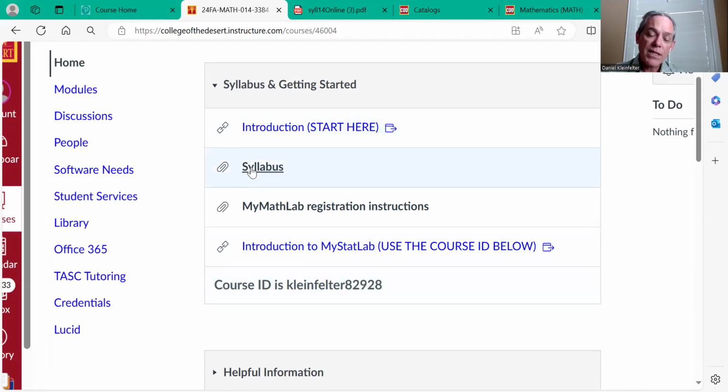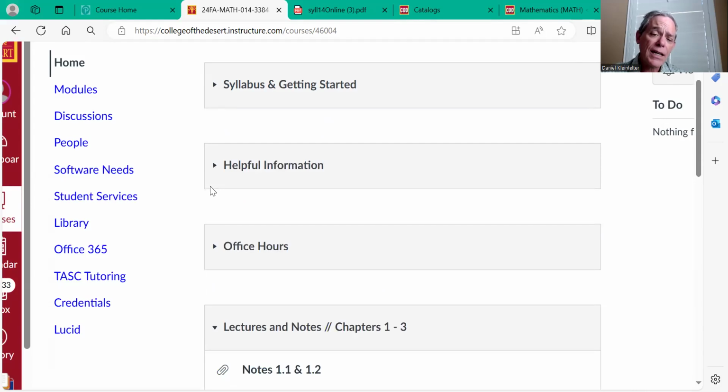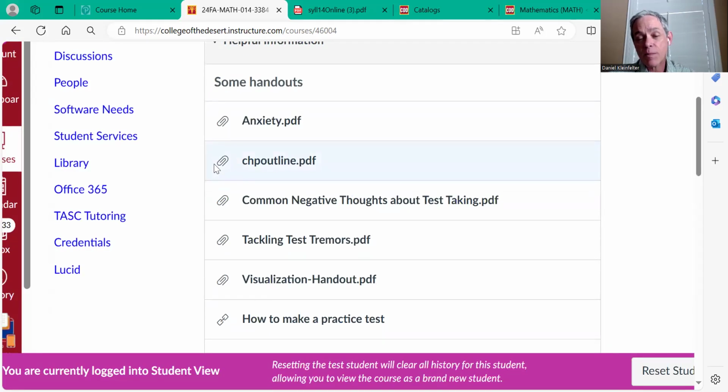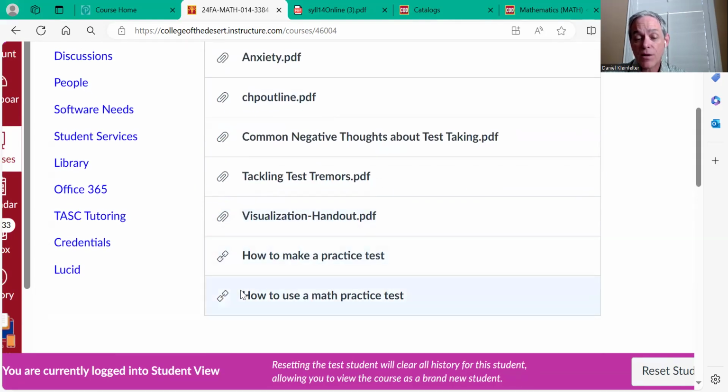We'll be going over the syllabus in a minute, but first a little bit more on Canvas. Under Helpful Information, that is mostly handouts. A lot of times people have a difficult time with math courses, and some of the handouts here can help you with that, with things like preparing for tests or dealing with test anxiety and things of that sort. So you could read through those. Also, at the end, there are two videos.